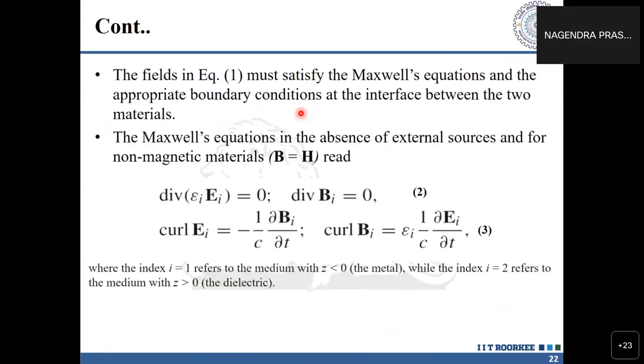Obviously these fields in equation number one must satisfy Maxwell's equations and the appropriate boundary conditions, as you do in most electromagnetic problems. So Maxwell's equations, in the absence of external forces and for non-magnetic materials, are: divergence of D is equal to 0, divergence of B is equal to 0, curl of E is equal to minus del B by del t, and then curl of B or curl of H is equal to del D by del t, with some epsilon. Some minor notational changes are there, so that you can handle it easily.